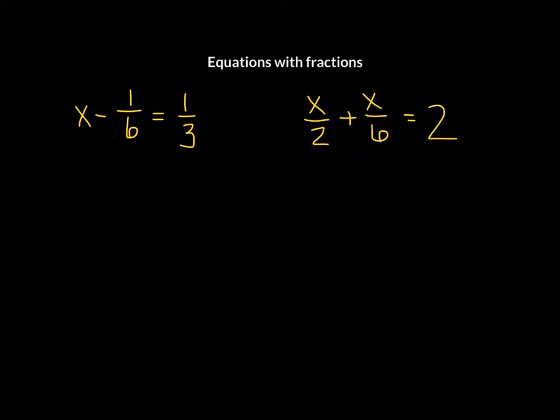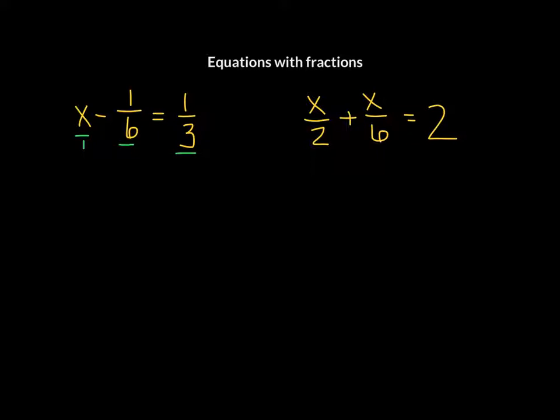In this first equation here, you can see we have x minus 1 over 6 equals 1 over 3. So what you want to do is look at what numbers are in the bottom. As you can see, the x doesn't have anything, so you want to think of that as a 1. We have a 6, and we have a 3. So what we want to do is find the least common multiple, or the smallest number all these numbers can multiply to. So in this example, it happens to be 6. 3 can multiply to 6, 6 can multiply to 6, and 1 can multiply to 6.